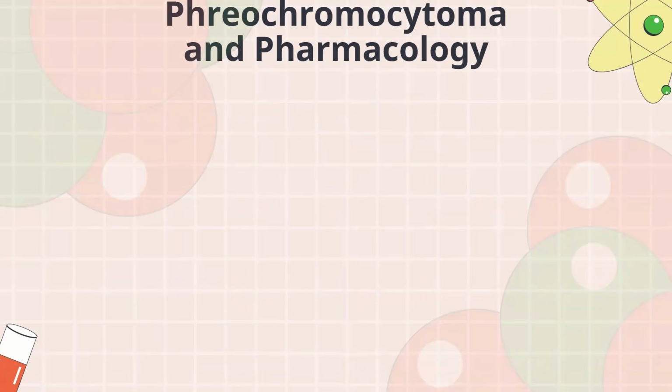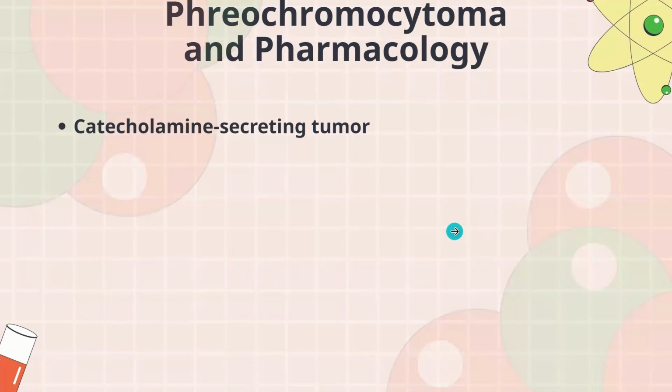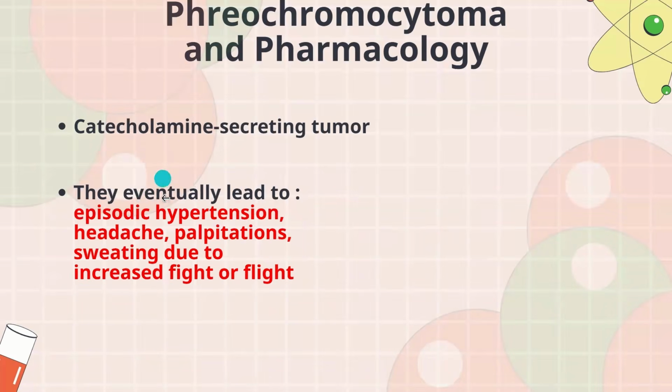there's a specific disease here called pheochromocytoma. Now, pheochromocytoma, if you guys remember it, was basically a catecholamine-secreting tumor. It will cause increased epinephrine, and that eventually leads to episodic hypertension because we have a fight or flight response, headache, palpitations, and if you guys remember the five P's, this is the same thing that we're talking about here, and yeah, that's about it.